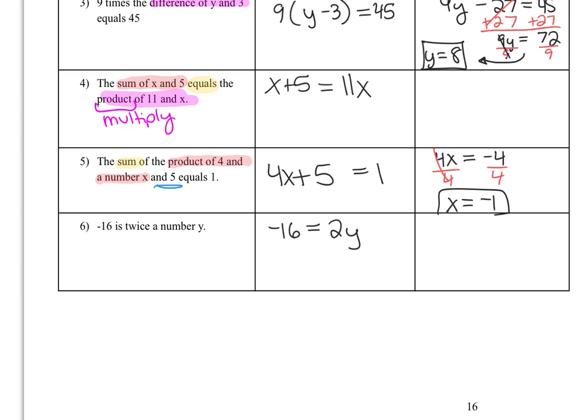How do I solve that one? Divide by 2. Good. What's negative 16 divided by 2? Yeah. So I have negative 8 equals y. And I can plug that back in and double check. 2 times negative 8. Yes, that gives me negative 16. Okay. Turn the page.